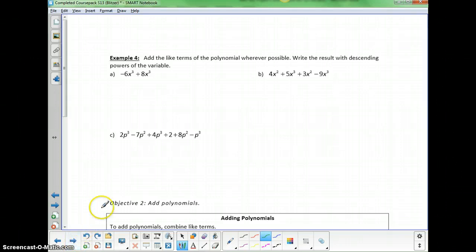Okay. Now once I have like terms, I can add them by adding their coefficients. So negative 6x cubed plus 8x cubed is going to be 2x cubed. Just add the coefficients and keep the term the same.